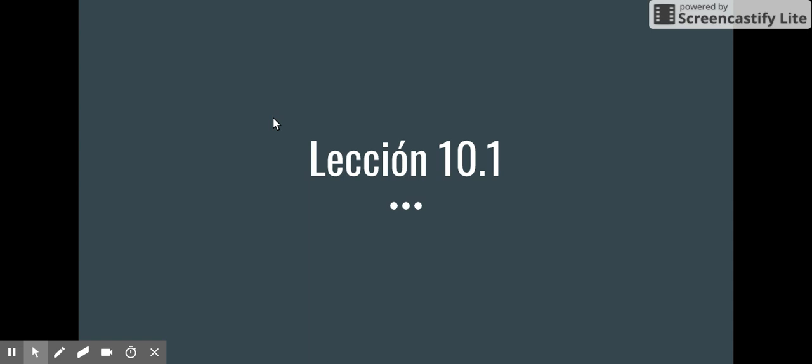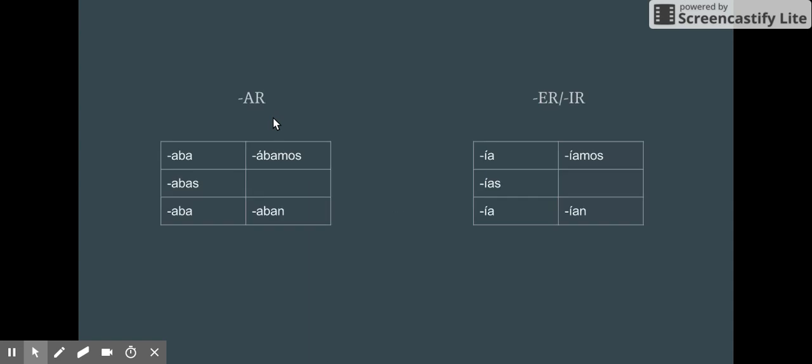For lesson 10.1, the main topic is the imperfect tense. Earlier we learned about the preterite tense, which is the simple past in Spanish. The imperfect tense is also a simple past in Spanish, but it's used to communicate different types of past actions. We'll talk about that in a minute.